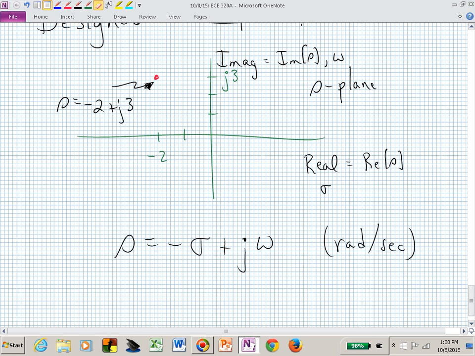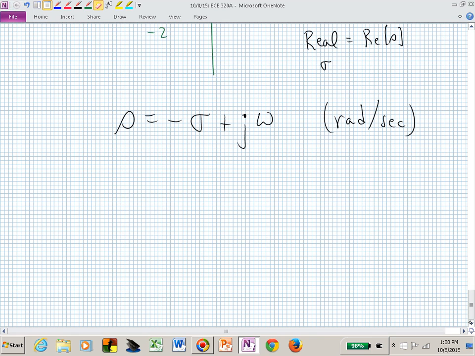But you may see this many different ways. Somebody might say s is equal to sigma plus j omega. Then you know, oh, my sigma needs to be negative. I hope that doesn't confuse you, so I wouldn't get too hung up on the structure of how I've defined s. Did that answer your question? Let's see what we can do with this concept of this complex frequency variable.